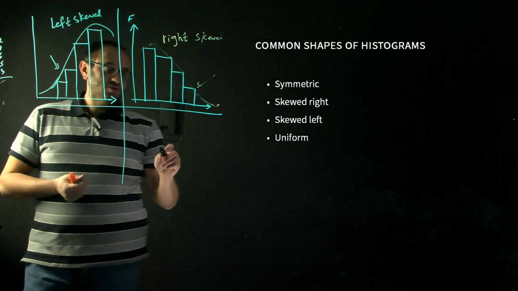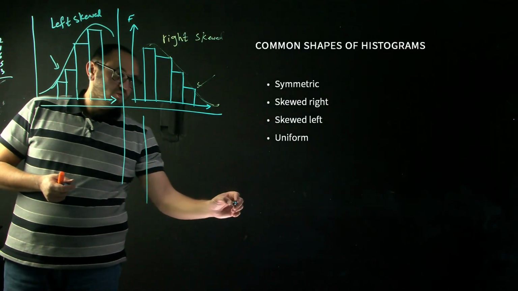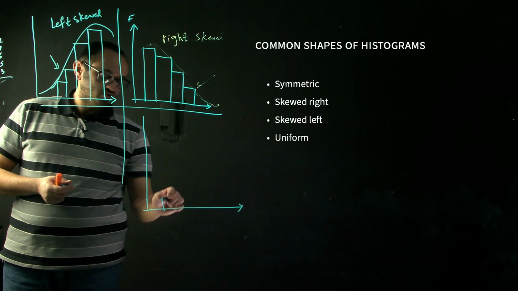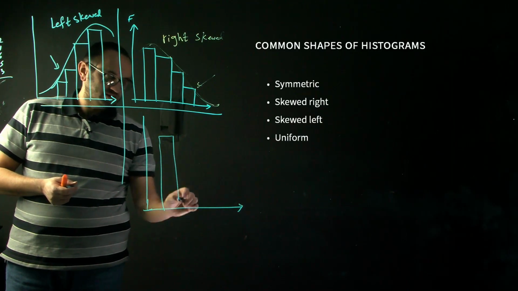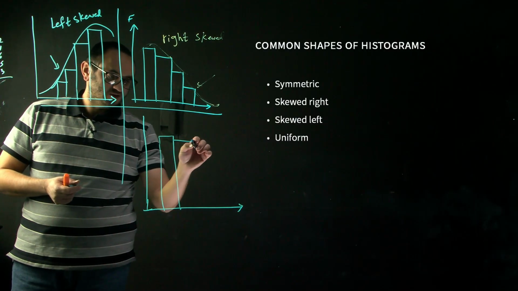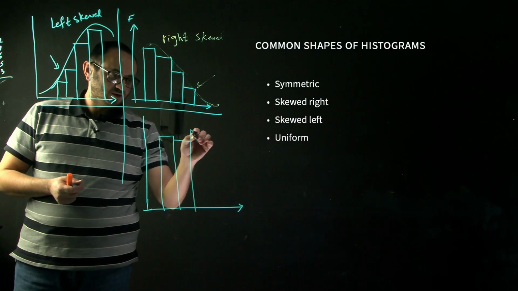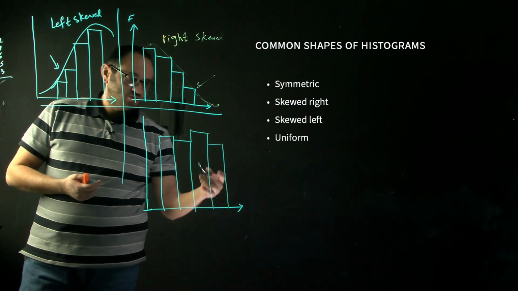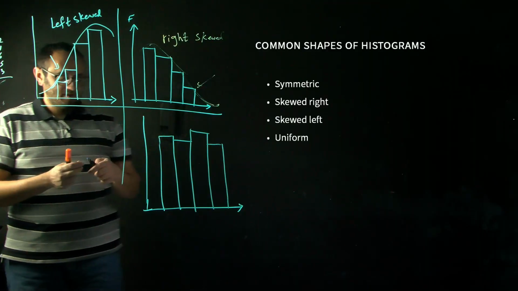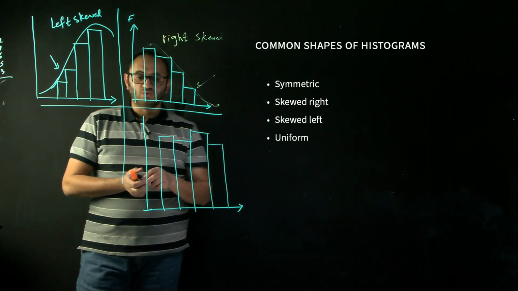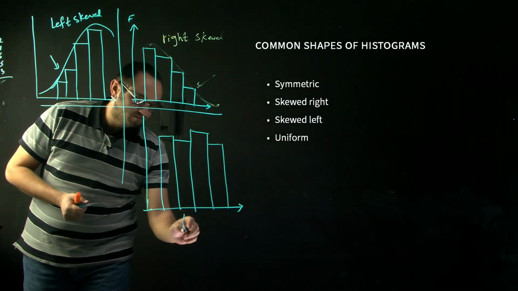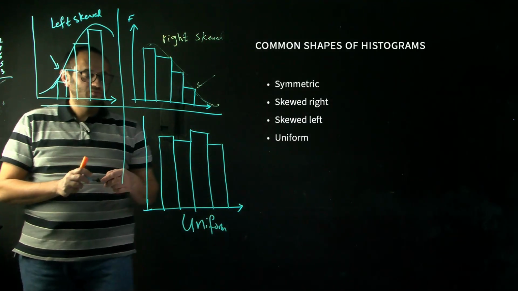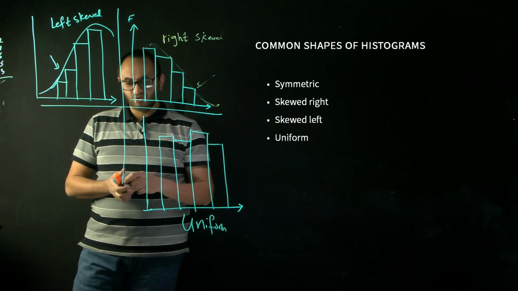Now, sometimes all bars approximately have the same height. For example, let's say this is our first one, this is the second, this is the third, this is the fourth. All of them approximately have the same height. So this is called a uniform histogram. Okay, uniform histogram.